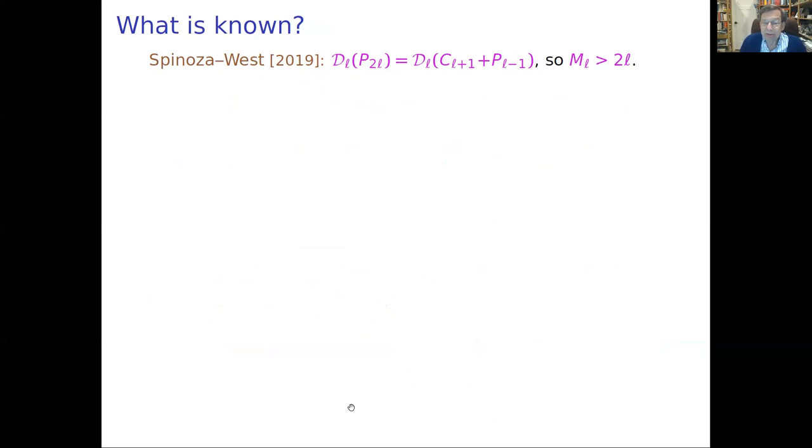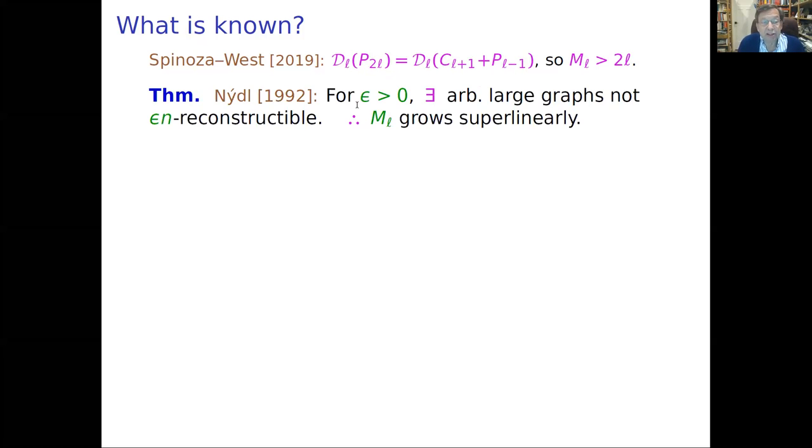So a simple example that appears in my paper with Spinoza is if you take a path with 2L vertices and you take another graph, which is the disjoint union of a cycle with L+1 vertices and a path with L-1 vertices, these two graphs have the same L-deck. So the threshold for L reconstructibility of n-vertex graphs has to be bigger than 2L. So we'll see this example again in various ways.